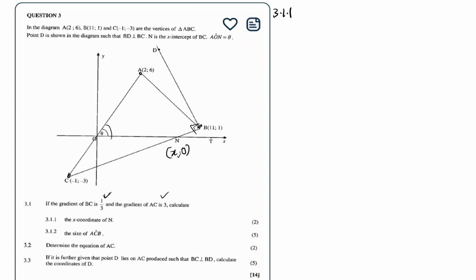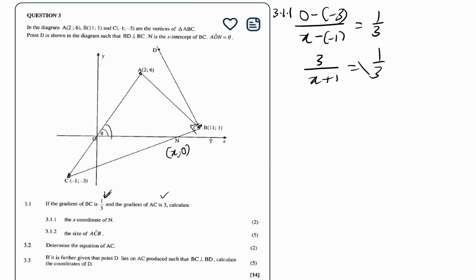We know that the gradient of BC is 1/3. Therefore, we can say (y2 minus y1) over (x2 minus x1) is equal to 1/3, the gradient of BC. So 3 over x plus 1, negative times negative is positive, is equal to 1/3. We can cross multiply. x plus 1 is equal to 9, and our x value for N is equal to 8.